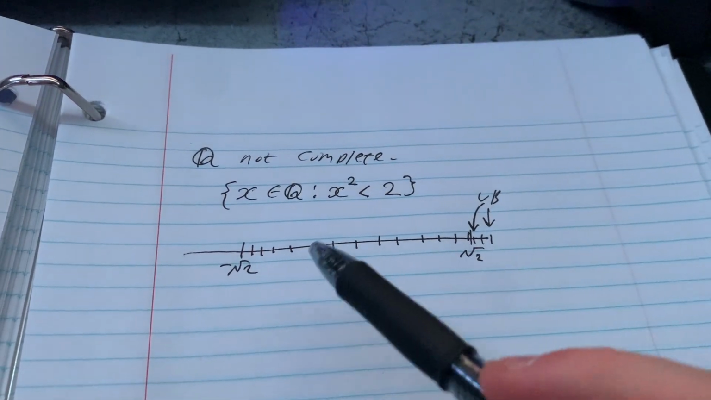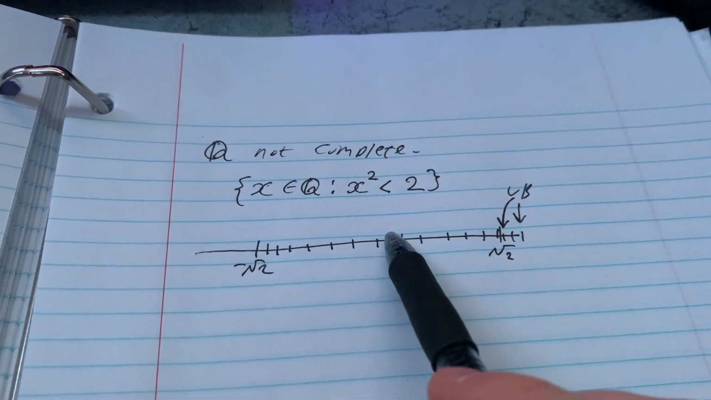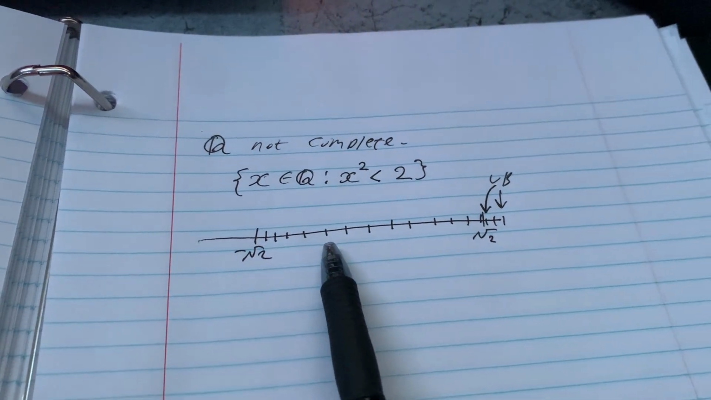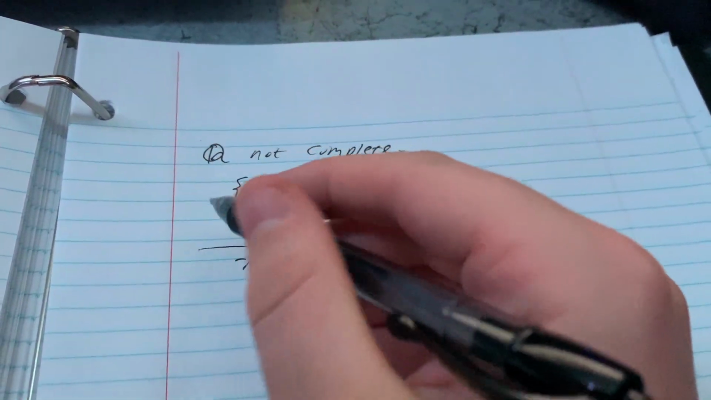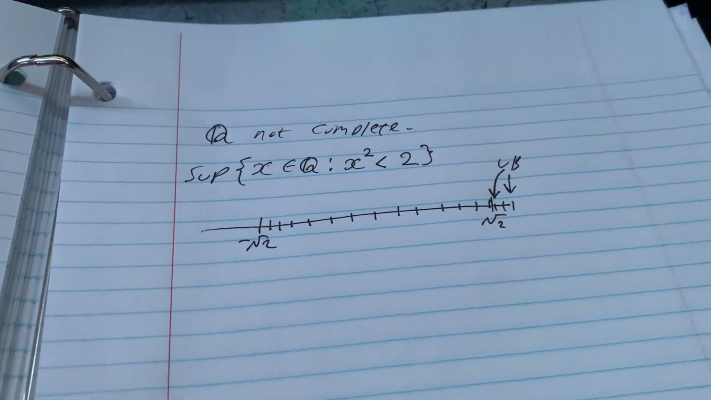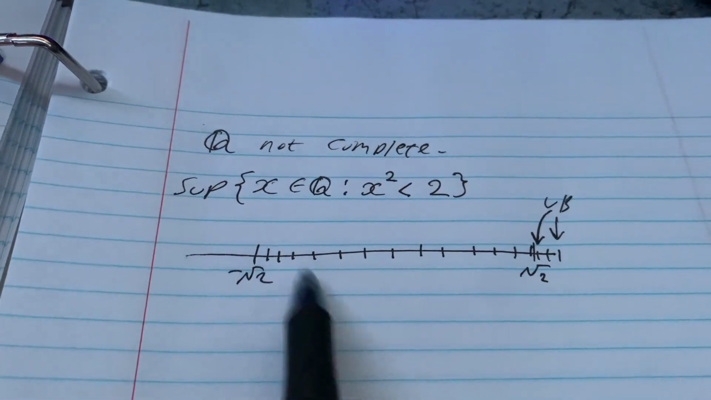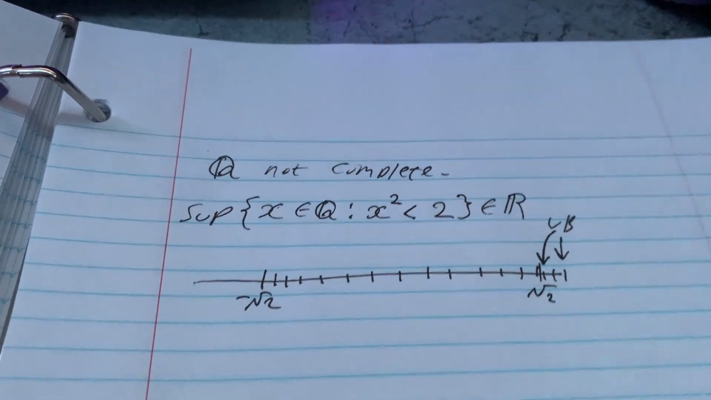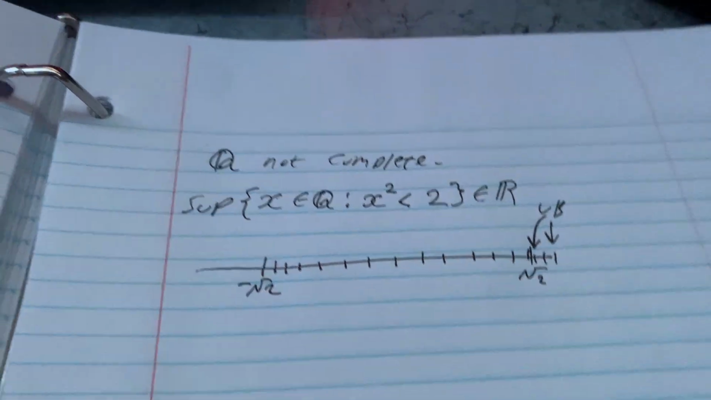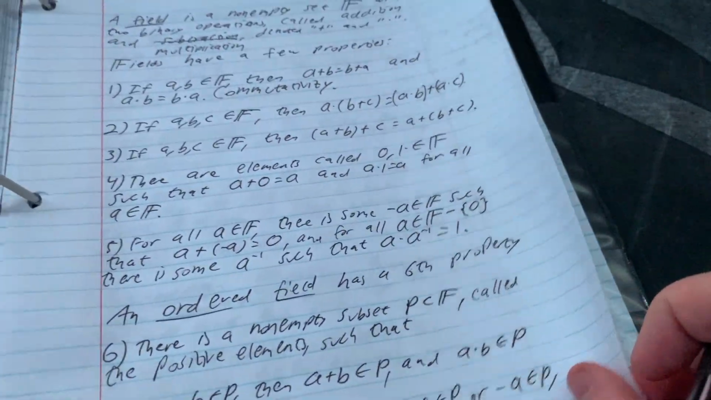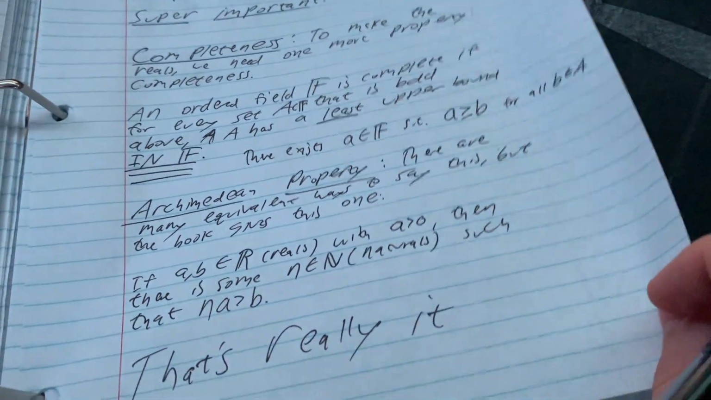And the way we make the reals is we add completeness. In the reals, what we call the supremum, which is the least upper bound of this set, exists in R. That's it. That's the axiom. Okay.